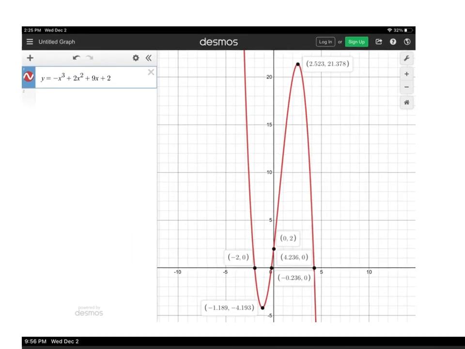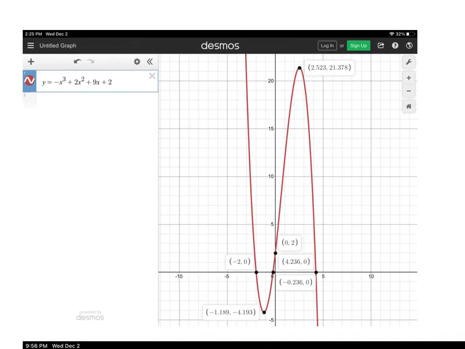So if you look, the next slide is actually the graph from Desmos. So if I zoom in here, we can see that our zeros are going to occur at -2, 0, 4.236, and -0.236. Now, key thing here, and this is important, when we take the test, I don't want to see you list your irrational zeros as decimals.